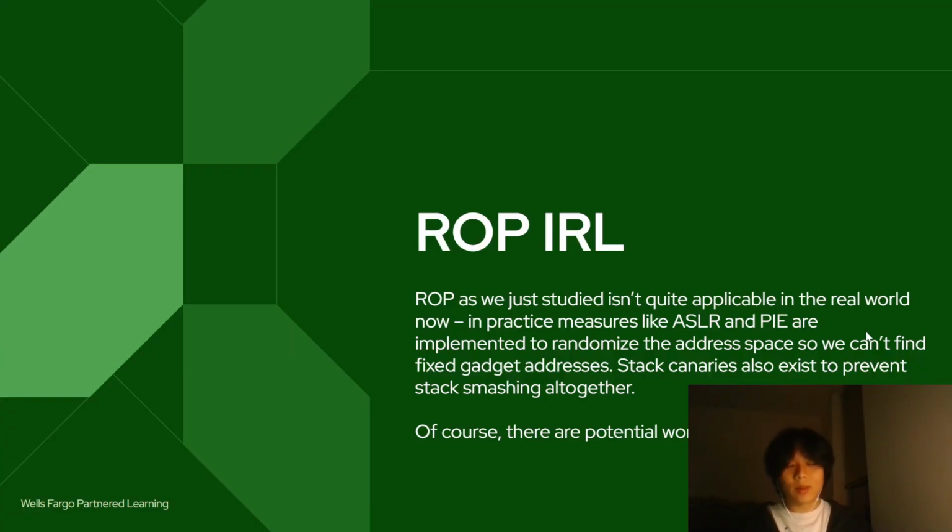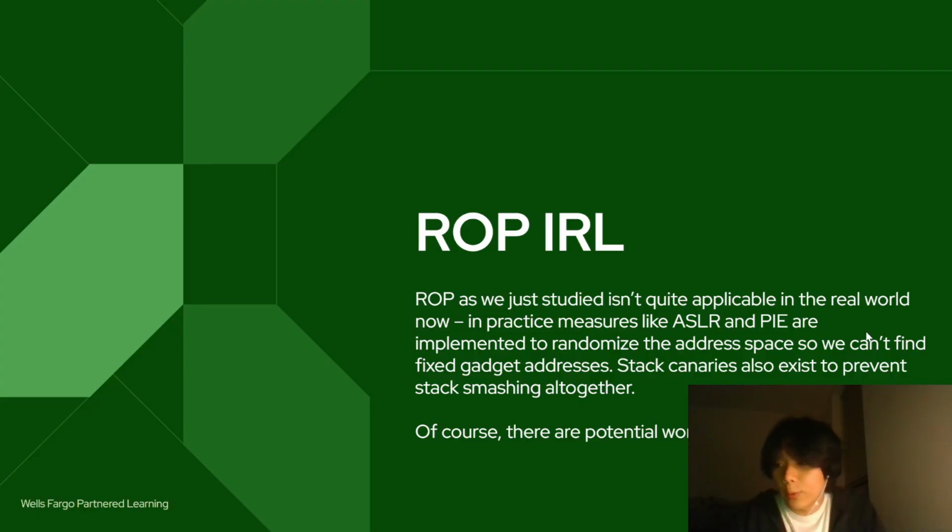But anyways, now to talk about the relevance in the real world. The ROP chain that we just studied isn't quite applicable in the real world. There are a lot of protections that I actually had to disable for this exercise, things like ASLR, which is address space layout randomization, and PIE. I don't really remember what this is. I think it's like position independent execution or something like that. But the idea is it randomizes the starting addresses of the binaries in memory. And so these randomization measures are pretty much just implemented to obscure the address space so that we can't find fixed addresses for the gadgets that we're looking for.